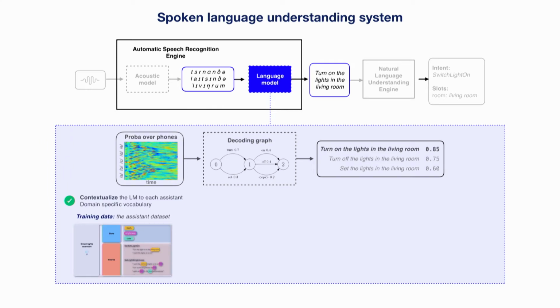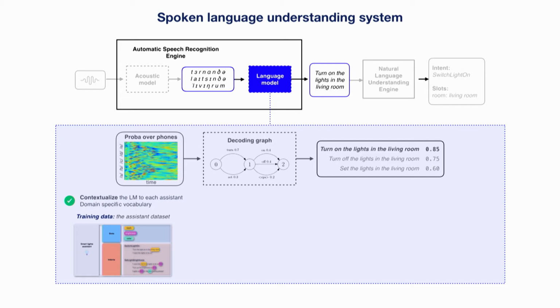Essentially, contextualization is very simple. Instead of having a huge language model that covers all the use cases possible, we just had a language model that is specialized to the domain of the given assistant. For example, if it's an assistant for lights, then it will cover a very small vocabulary that is necessary to command lights in your apartment.